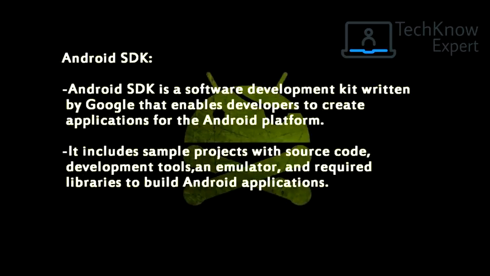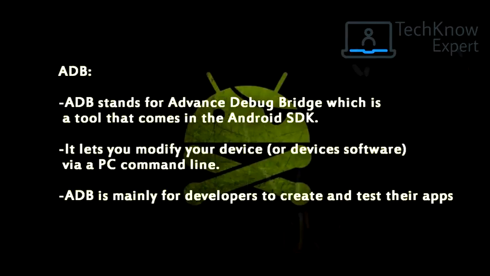Android SDK. Android SDK is a software development kit written by Google that enables developers to create applications for the Android platform. The Android SDK includes sample projects with source code, development tools, an emulator and required libraries to build an Android application.